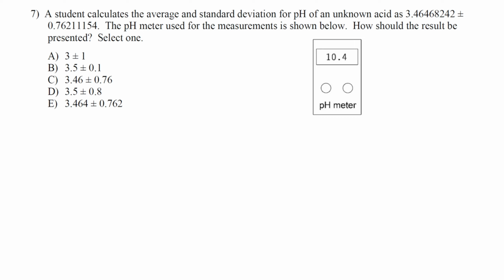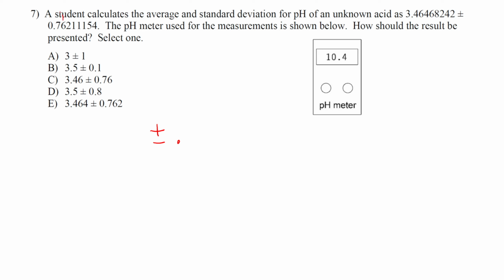A student calculates the average and standard deviation for pH of an unknown acid is this number. The pH meter used is shown below. How should you report the results? Rule 1, you report the error. You report the error with one significant figure unless it begins with a 1 or 2, in which case you keep 2.